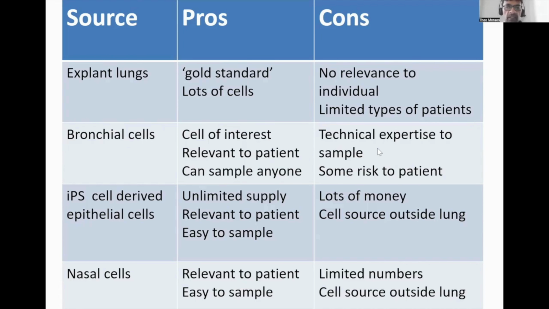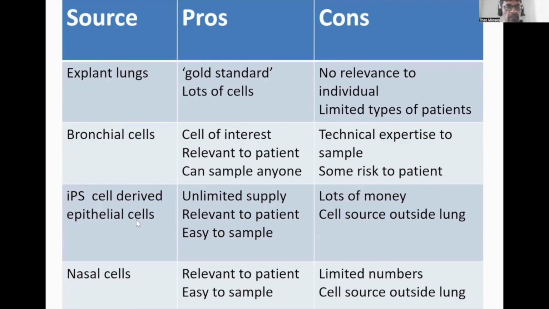The downside is it takes some expertise to do a bronchoscopy. Generally the person has some form of sedation, and certainly in children, it's usually a general anesthetic. And then there may be some mild risk to the patient with that anesthetic. So this isn't something that can be done routinely. And certainly from a research perspective, it's difficult to justify anesthetics for children.